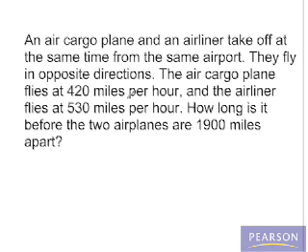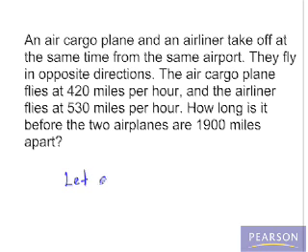An air cargo plane and an airliner take off at the same time from the same airport. They fly in opposite directions. The air cargo plane flies at 420 miles per hour and the airliner flies at 530 miles per hour. How long is it before the two airplanes are 1900 miles apart?